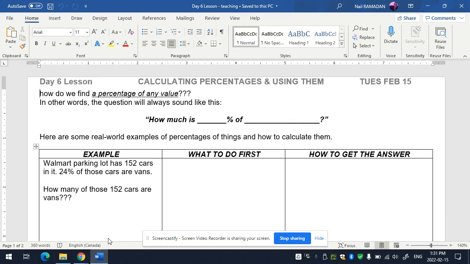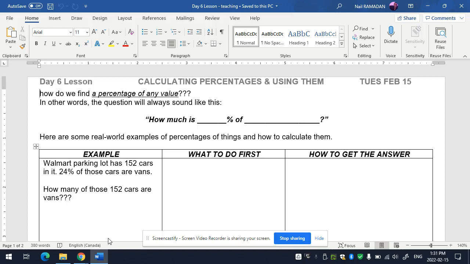Think about it this way: you do not know how many vans there are, but you know how much in percent. Someone tells you 24% of those cars are classified as vans. That's fine if I want it in percentage, but what if I actually want the number of actual vans in the parking lot? There are two things we have to do here. There's something we have to do first, and then something we have to do to get the answer.